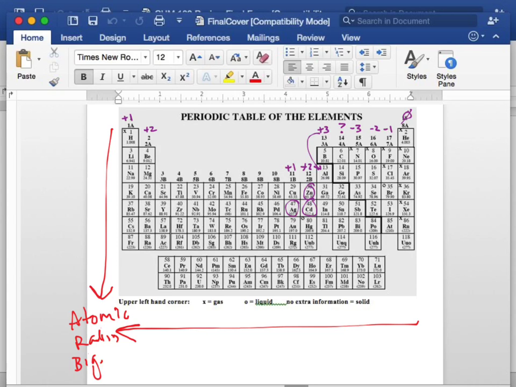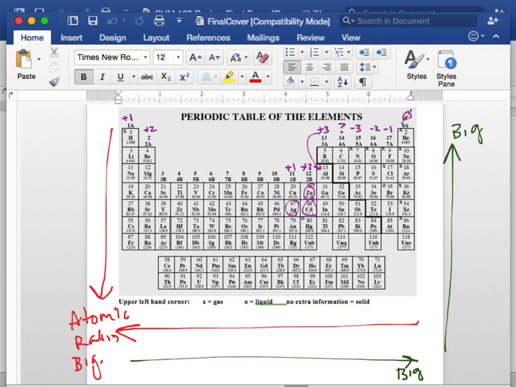All right, what else might we include? I think I heard it there. Our electronegativity, which is our most electronegative element. Fluorine, so our electronegativity increases left to right and bottom to top. Big.